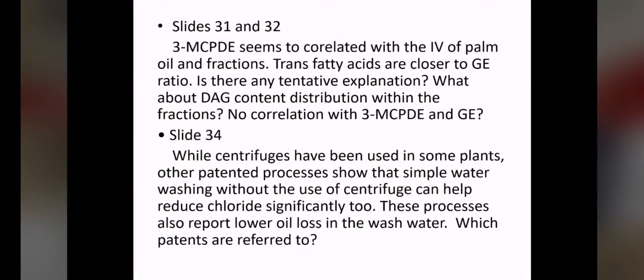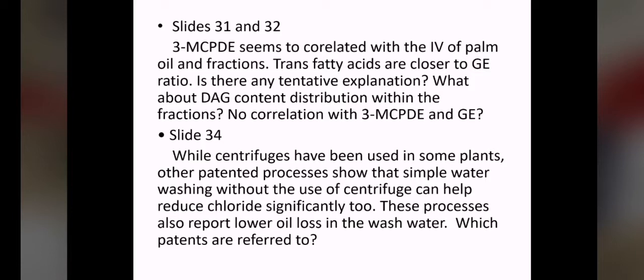Yeah, now this is slide 31 and 32. I think it's for you then, Engineer Sham. 3-MCPD seems to correlate with the IV of palm oil and fractions, and trans fatty acids are closer to GE ratio. Is there any tentative explanation? And what about the DAG content distribution within the fractions? No correlations with 3-MCPD and GE. You may have answered the question in your slides, but maybe you just elaborate on it.